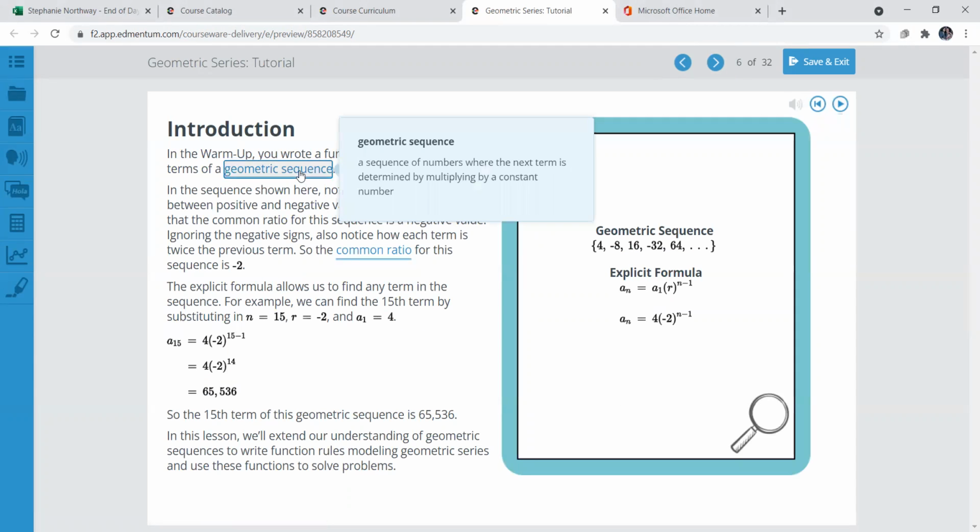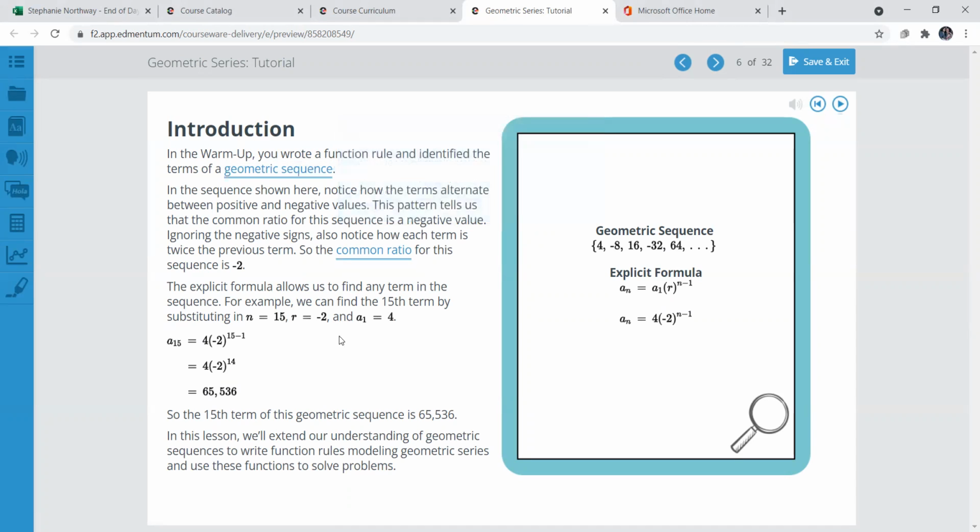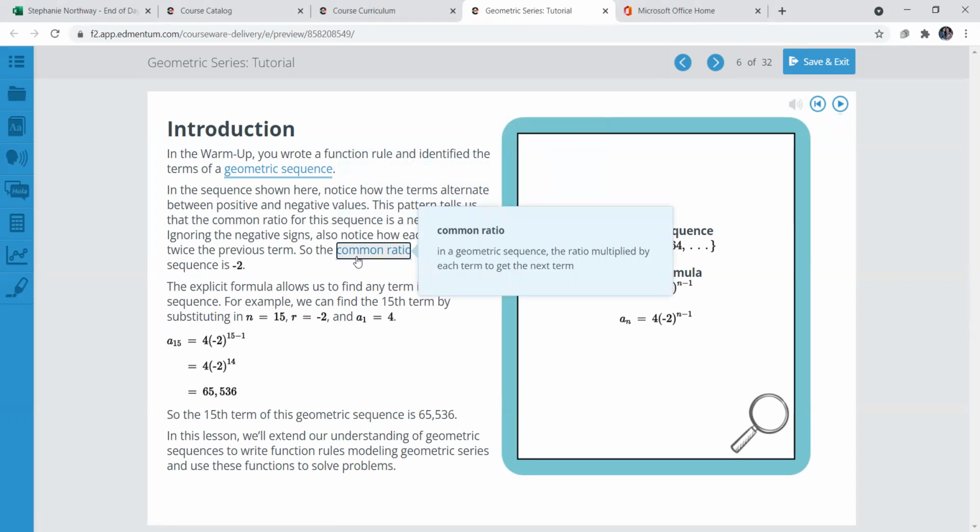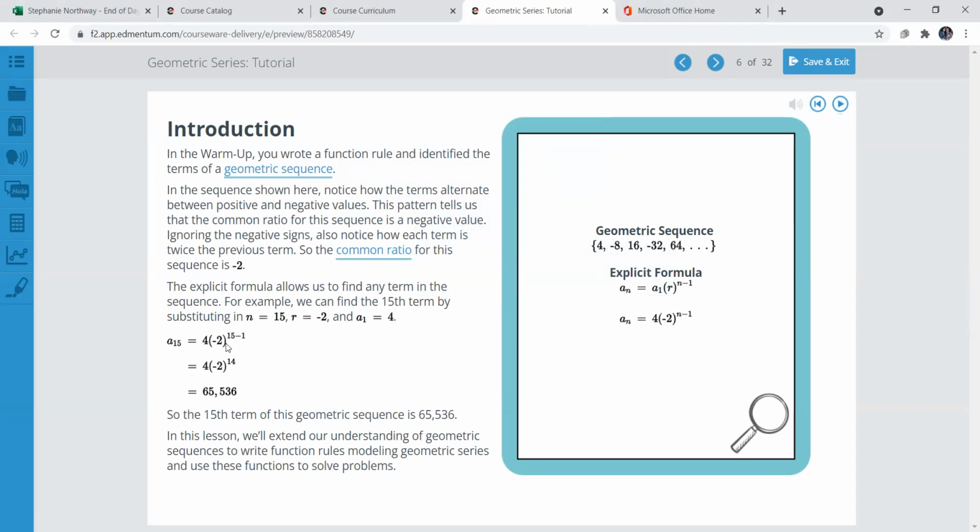But geometric sequence, for an example, is a sequence of numbers where the next term is determined by multiplying by a constant number. Okay, so what does that mean? Let's read common ratio. In a geometric sequence, the ratio multiplied by each term gets the next term. Look here, we have A15. We have these numbers listed. N would represent the term, how many terms are in this sequence? Let's say there's 15. So here we want to find A, the first term, R to the n minus 1 power, and then you fill it in like this. So this is how you figure out how to solve a geometric sequence.